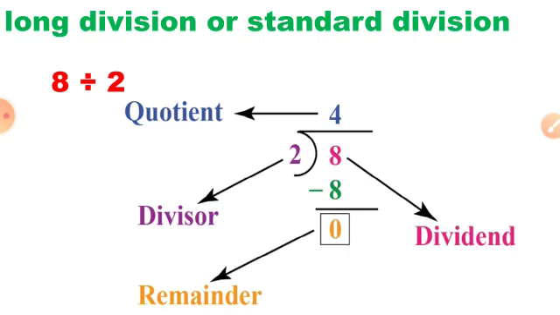Let's see long division or standard division with a simple example. 8 divided by 2. Here 8 is the dividend and 2 is the divisor. First you have to see how many 2's are in 8, or how can you group 8 as 2. So 4 times. So 2 4's are what? 8. After that you have to subtract both of these. So 8 minus 8 you will get 0. Here on the top you have 4 and at the bottom you have 0. So that 4 is called the quotient and it is the result. And at the bottom you have 0, that is called the remainder.